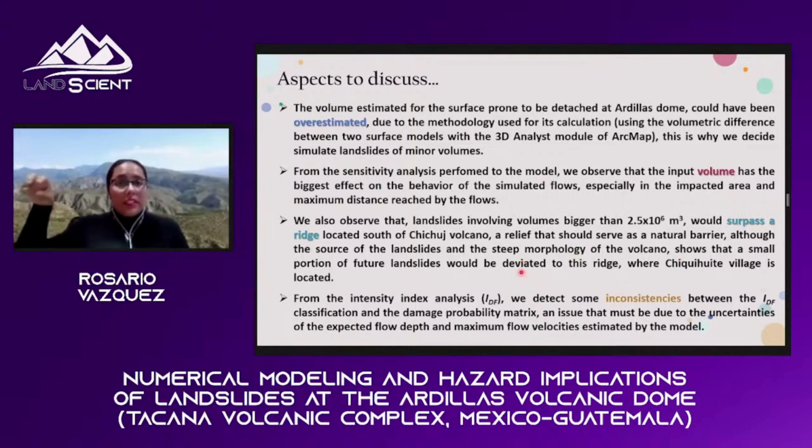And actually, within this ridge is located a village named Chiquihuite. This is important, and in a few slides, I'm going to show you why.